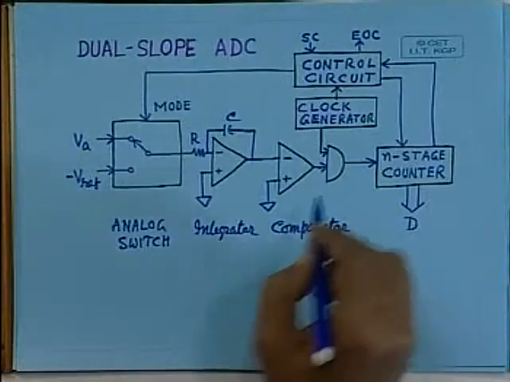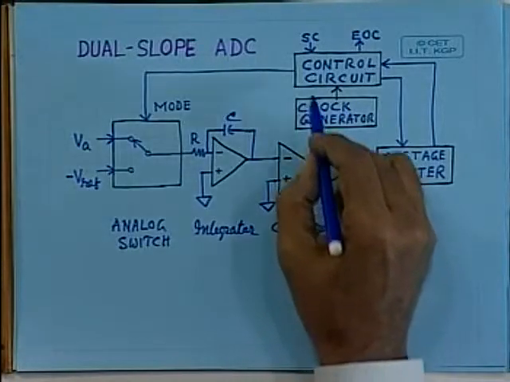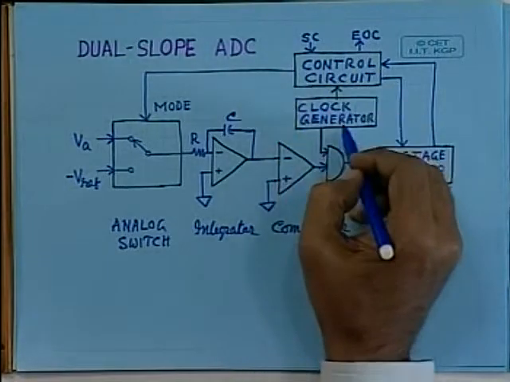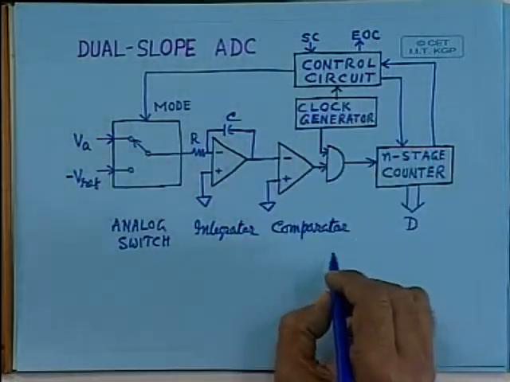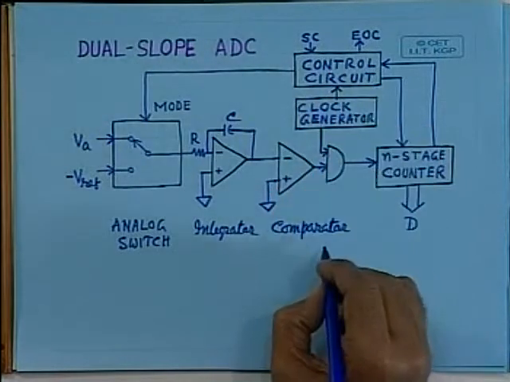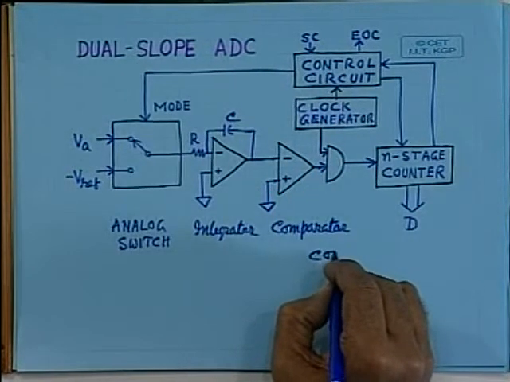And this is an AND gate, as is clear. And this part, the clock generator and control circuitry, we can consider as the control circuit.